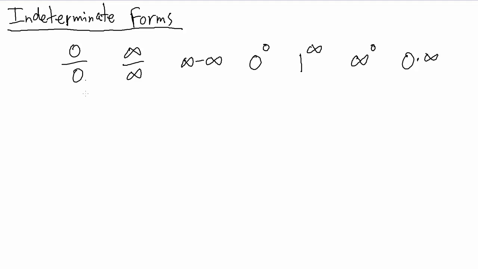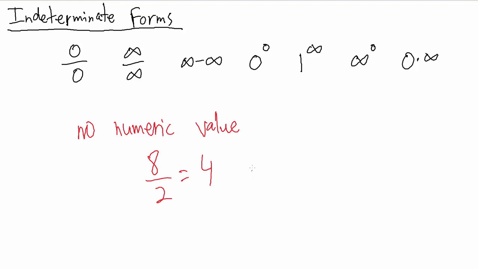Okay, so what does it mean to be indeterminate? If something is an indeterminate form, that basically means it has no numeric value. So if we say something like 8 divided by 2, we know that that has the numeric value 4. But something like 0 divided by 0, that does not have a numeric value. Just a sad face. Now why is that? Because we cannot have a 0 in the denominator. So even though we have a 0 on top, that still doesn't allow us to have a 0 in the denominator in the bottom here. Because there's a 0 in the bottom, this is an indeterminate form.